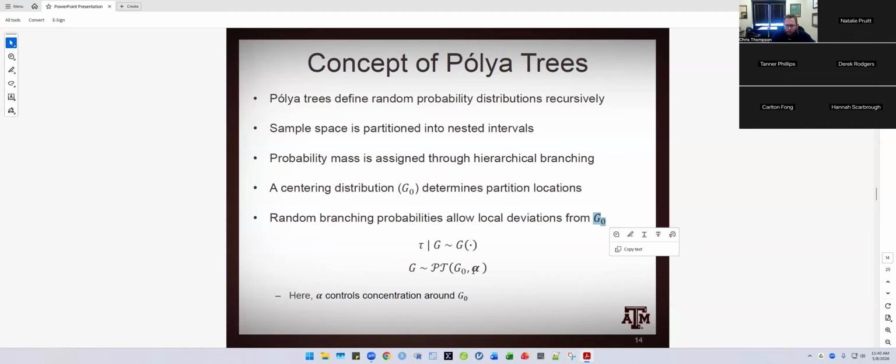And the alpha vector here, these are sets of values that are defined by the user and can help dictate how much deviation a certain interval is allowed to take from whatever the centering distribution was. So basically, how much do we have to stick to the parametric form versus how much can the estimation on that interval deviate from whatever G-naught gave.